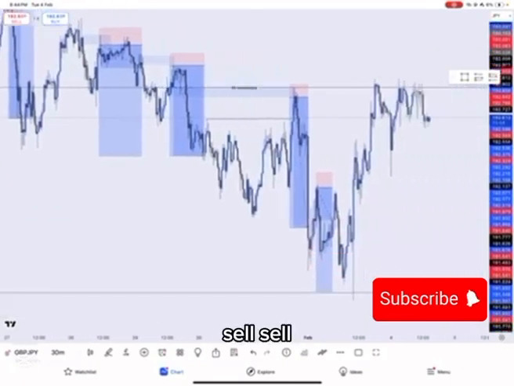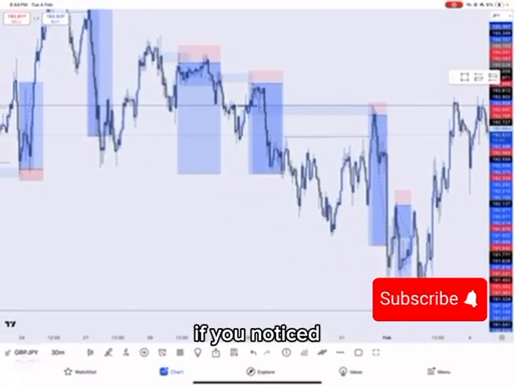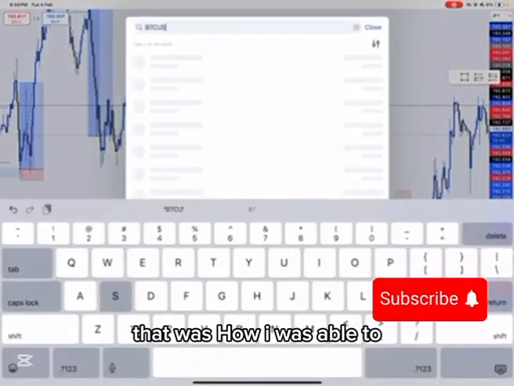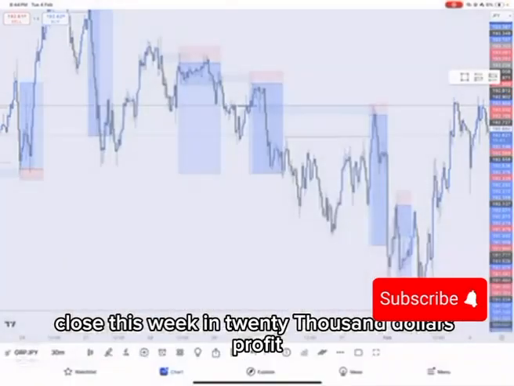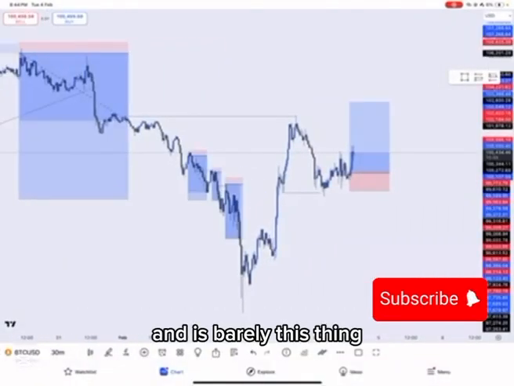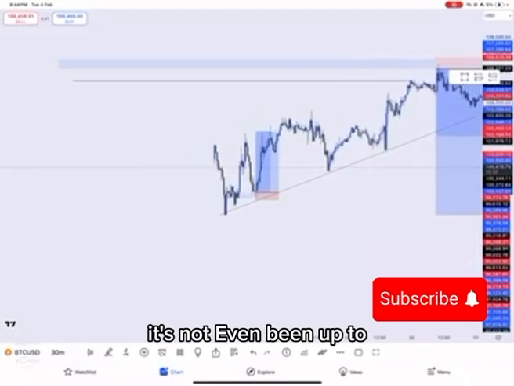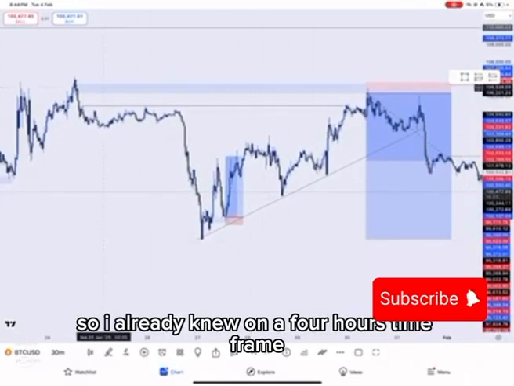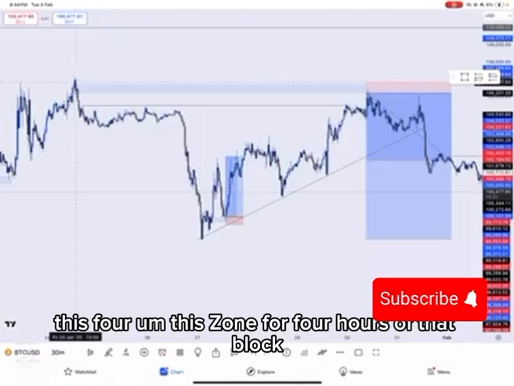Same thing on BTC. If you noticed on BTC, I was taking sales basically the whole of this week. That was how I was able to close this week in $20,000 profit. And it's barely this thing, it's not even been up to 3 days. So I already knew on the 4 hours time frame this zone, 4 hours of that block.